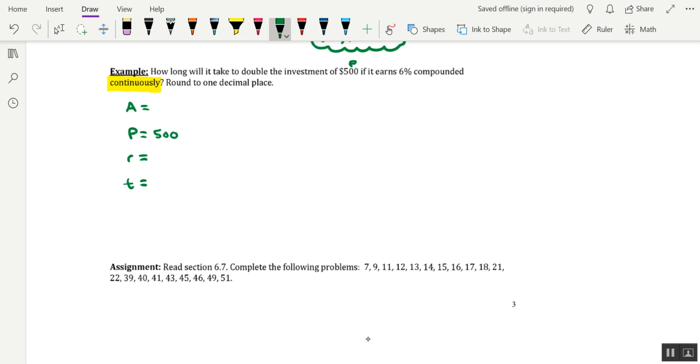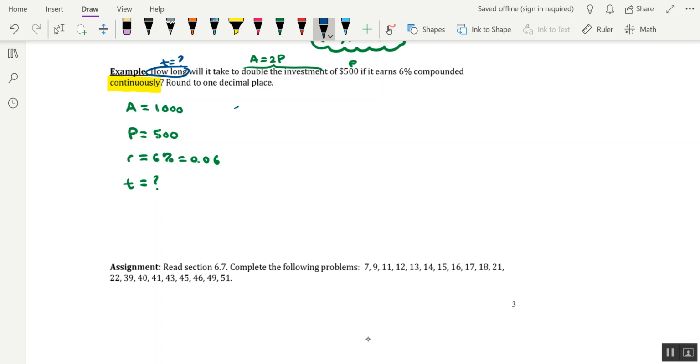And after the value of T that we end up getting as our answer, we want this 500 to double. So where it says double the investment, this is talking about a value of A that's 2 times the principal. In this case, the value of A is going to be 1,000. The rate is 6%, so we want to use 0.06 instead. And the amount of time, T, is unknown for right now, since it wants us to figure out how long.